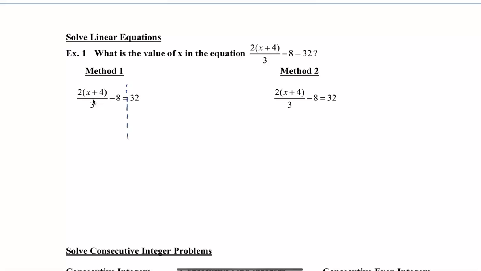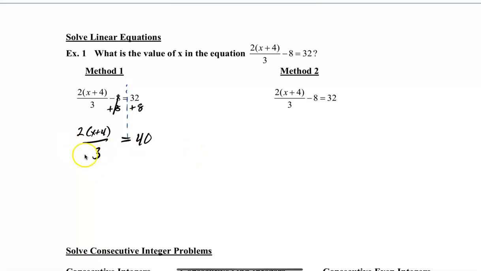So I want to isolate the variable, so we want to get rid of that 8. So I'm going to go plus 8 to both sides. Whatever you do one side, you got to do the other side. These will cancel out. You're left with 2 times x plus 4 over 3 equals 40. And now here we do have a fraction 2/3, so you can multiply by the reciprocal if you want, or you can take it step by step.